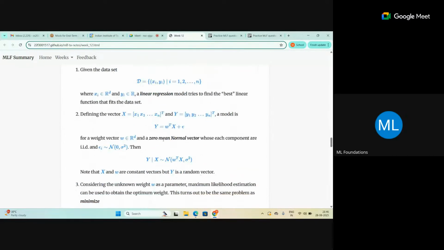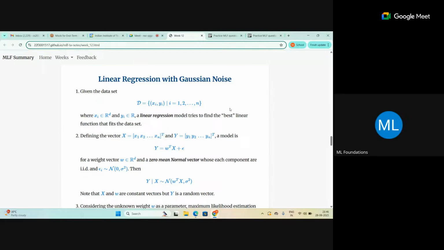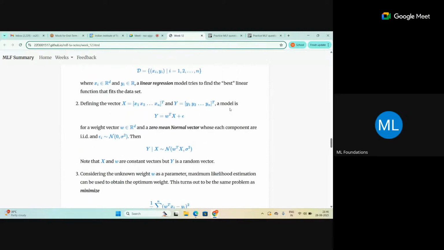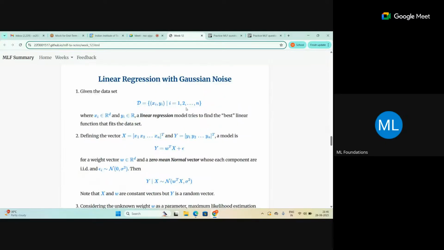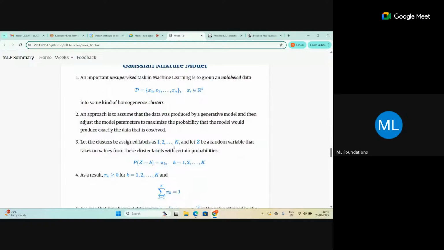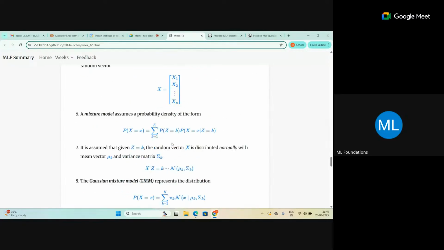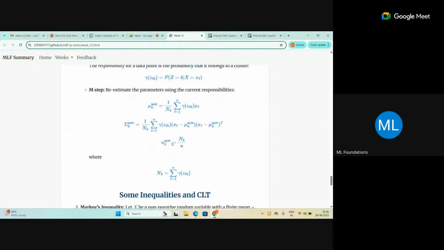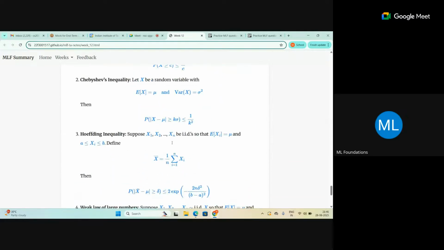You can skip linear regression with Gaussian noise. If you skip that part, I don't think you will have that issue. GMM you can skip. We have not asked any questions on GMM, so you can skip that. CLT we have covered.